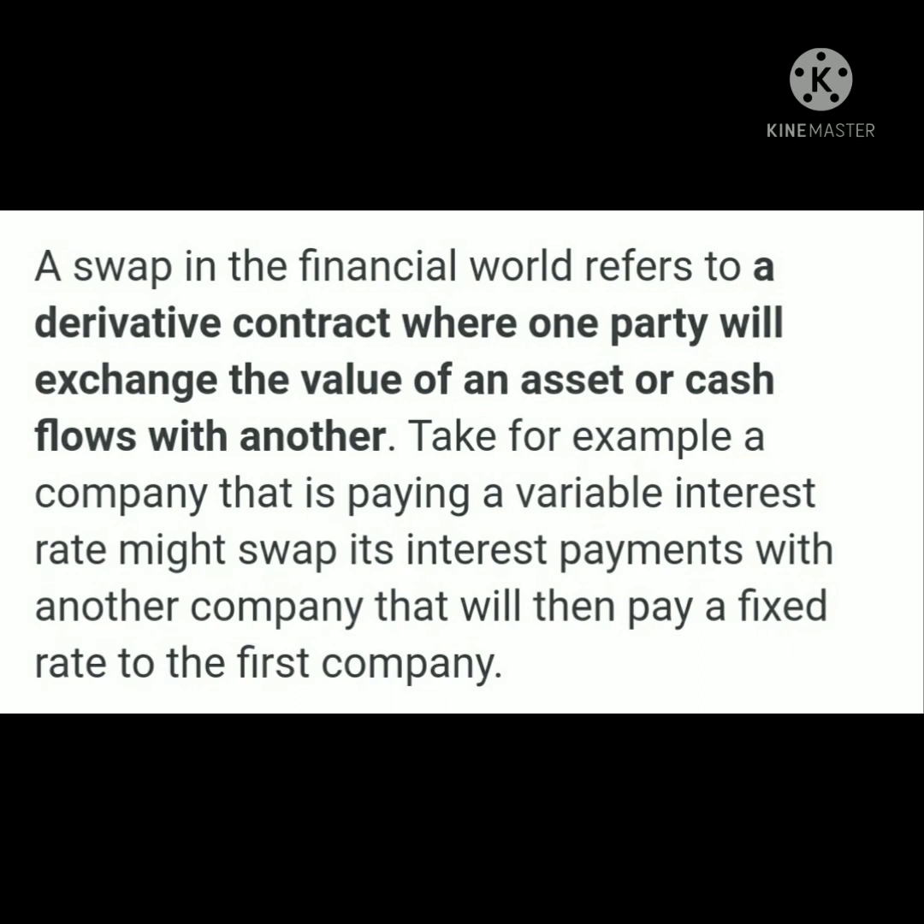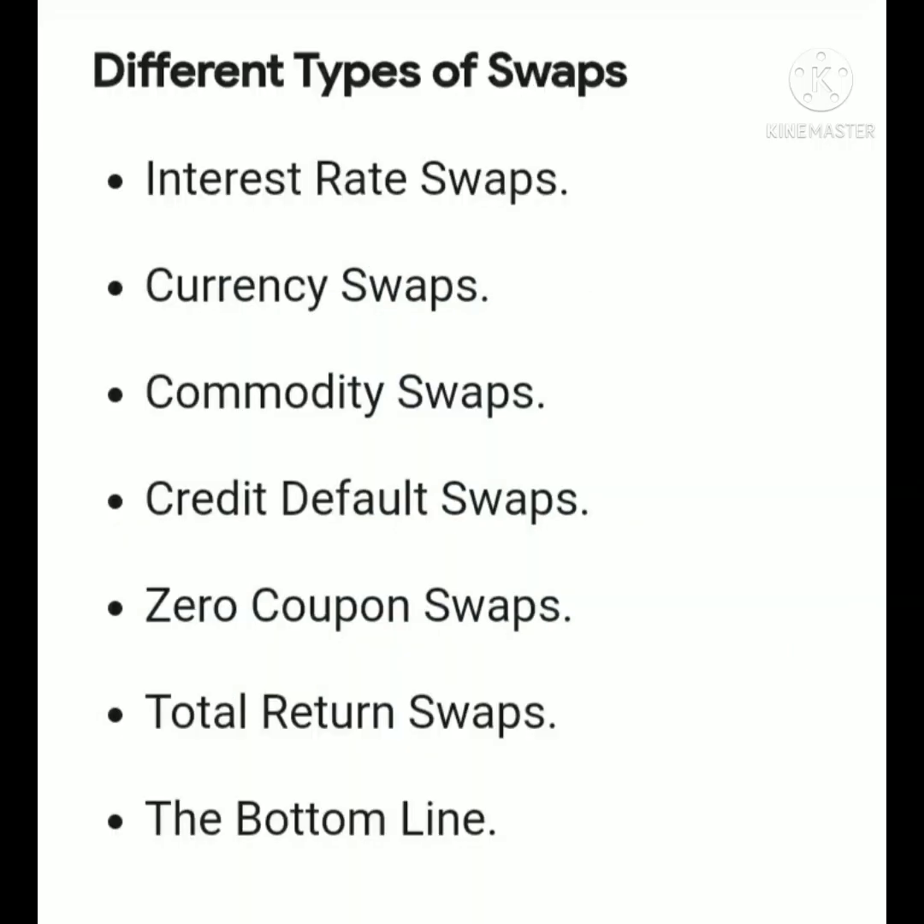There are different types of swaps. These are the major types: interest rate swap, currency swap, commodity swap, credit default swap, zero coupon swap, and total return swap. Here all the buyers and sellers are involved. One party exchanges, and another party, one party sells and another party buys.